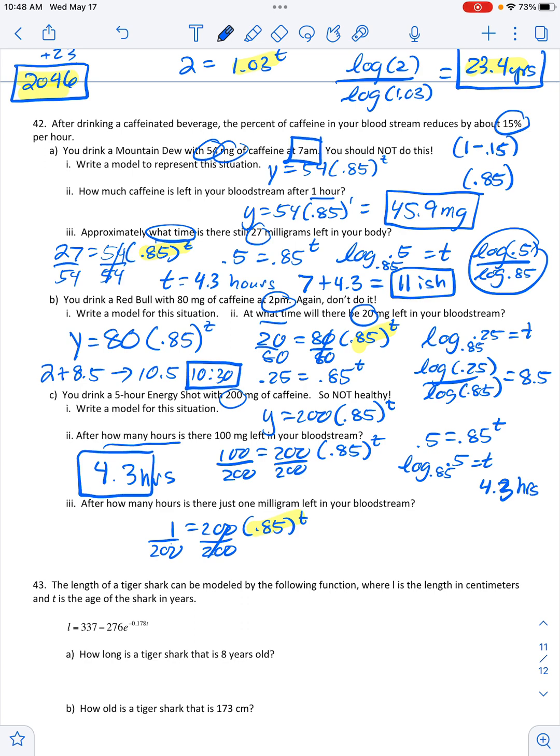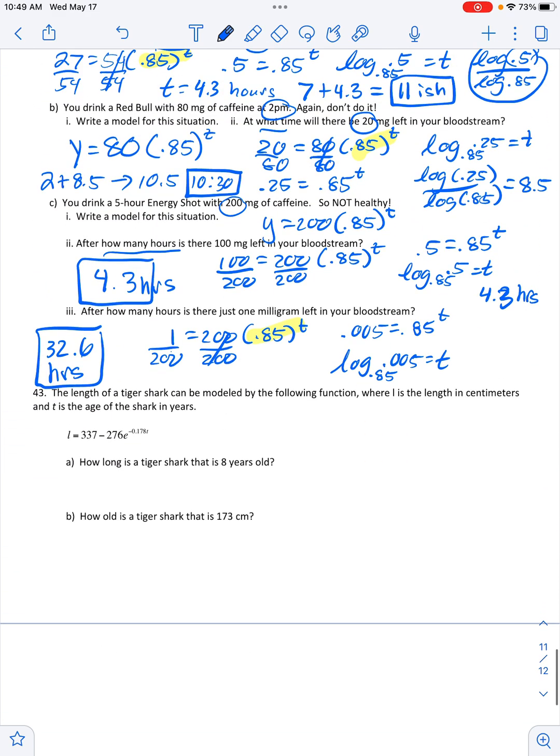So 1 divided by 200 gives me a kind of small number, 0.005. So log base 0.85 of 0.005 equals t. So I'll split that up in my calculator as the log of 0.005, close that down, and divide by the log of 0.85. And I'm getting 32.6 hours later.